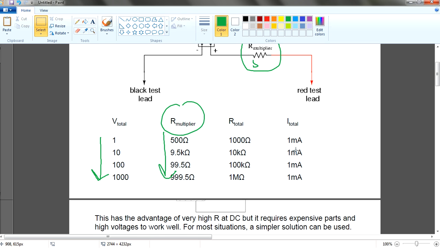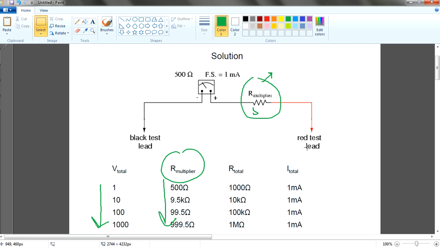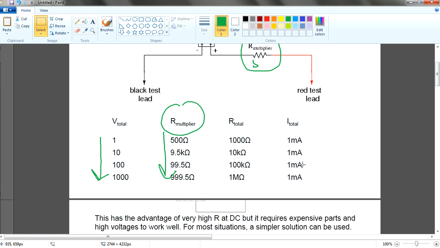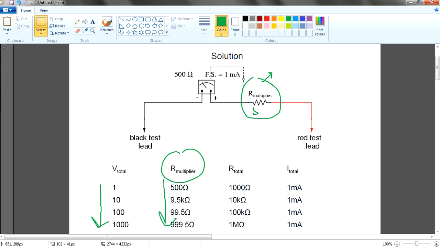You get what I mean? Because you know the overall R total, and you know that the full scale shows 1 milliamp. In this case, if you input the voltage, and the full scale shows 1 milliamp, meaning at the very end of the scale, let's say this is the scale and the very end is 1 milliamp.